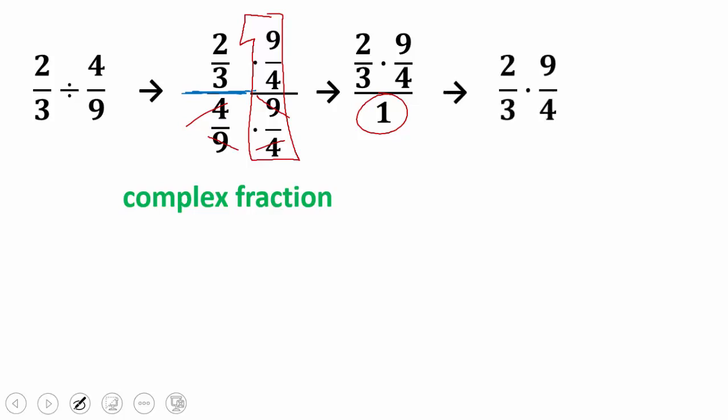2/3 times 9/4, because we don't need to have that 1 anymore. All we have is the math that's in the numerator. And that makes it simple. We can simplify out right here. 3 goes into 3 once, goes into 9 3 times, 2 once, 4 2 times. Our answer is 3/2, which is 1 1/2.